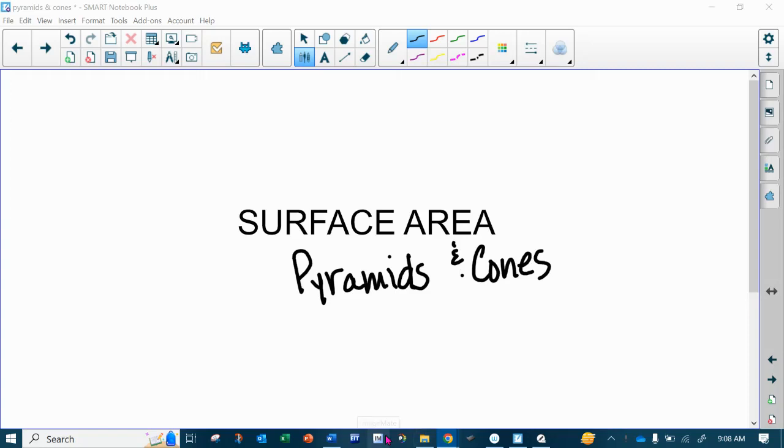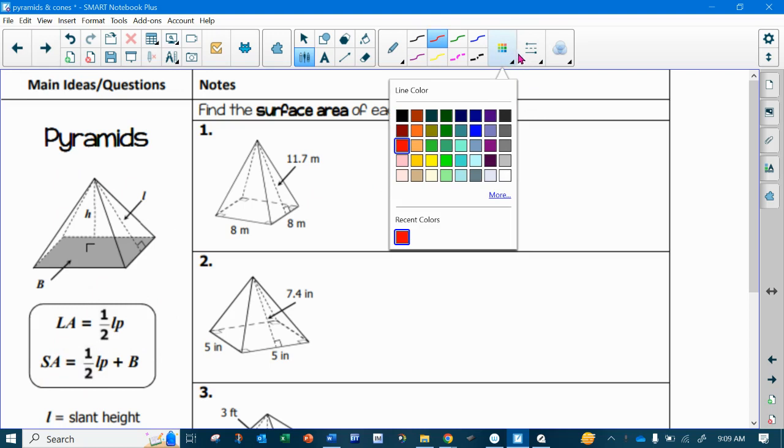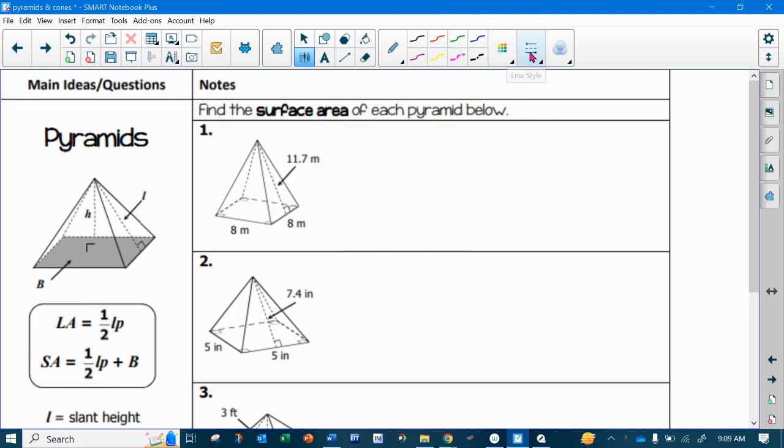Okay. All right. So to start with, make sure you're on the right page. Make sure you're on the one that says surface area. Okay. So when you look at it, you're going to see the lateral and surface area formulas over here. Notice they're very similar to prisms.